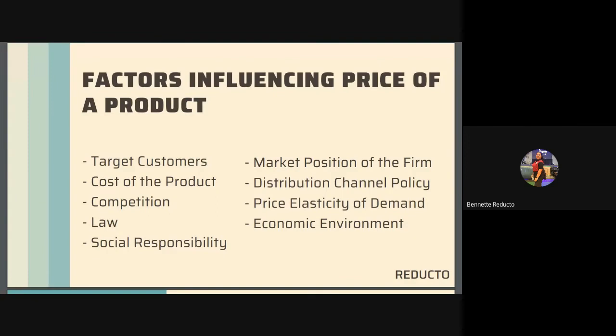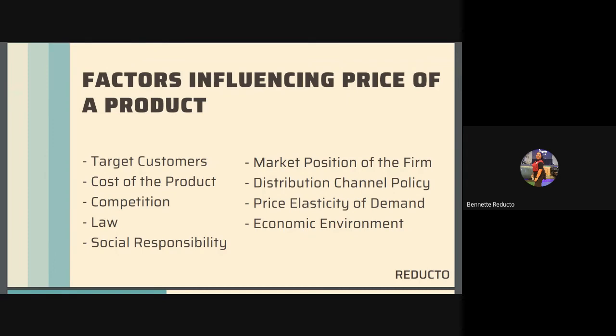Next is the cost of the product. This includes the production and the distribution cost in producing and marketing your product. If the cost of the product is high, this will also result in a higher price. Now, next is the competition. Severe competition may indicate a lower price for the product because there are many competitors in the market and the customers will always choose the business or the product with a lower price.